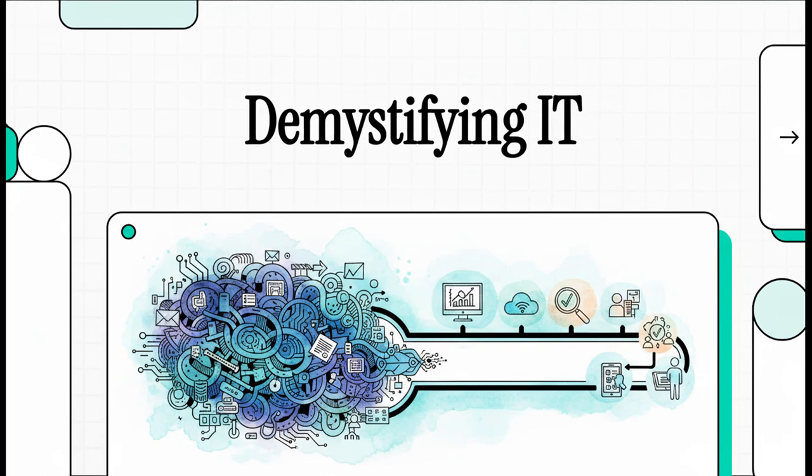Have you ever wondered how your favorite streaming service just knows what movie you want to watch next? Or how you can click a button and have a package show up at your door the very next day? Well, the answer to all of that is information technology. In this explainer, we're going to pull back the curtain on the tech that pretty much runs our entire world, and we're going to make it super simple to understand.